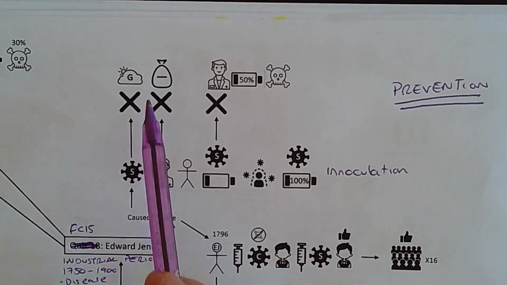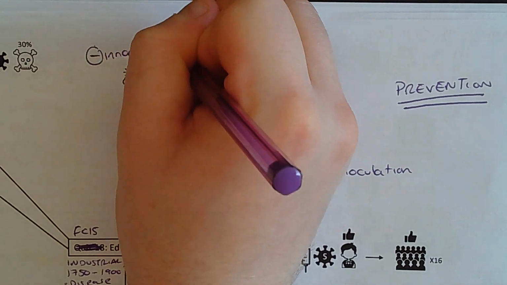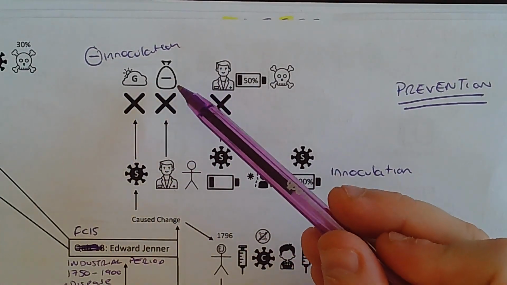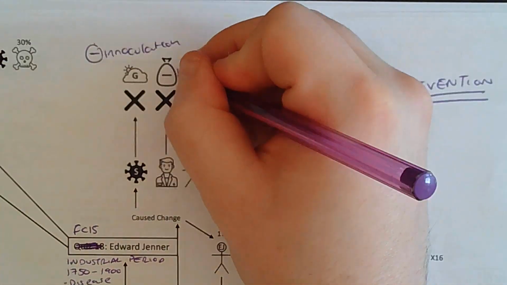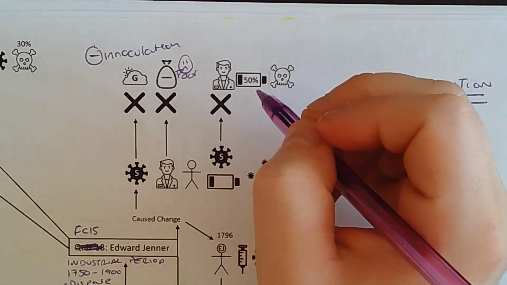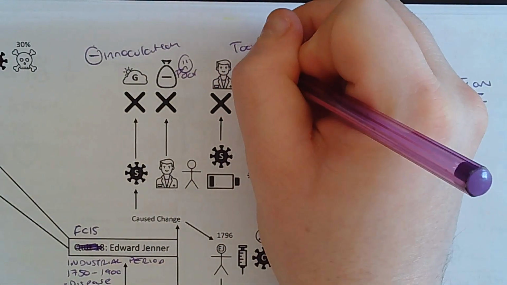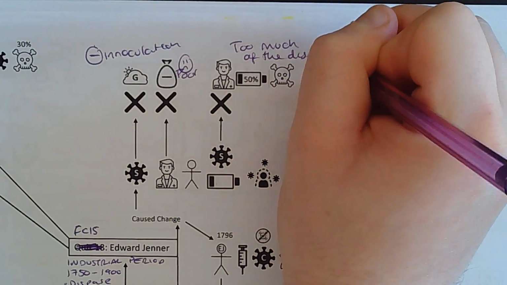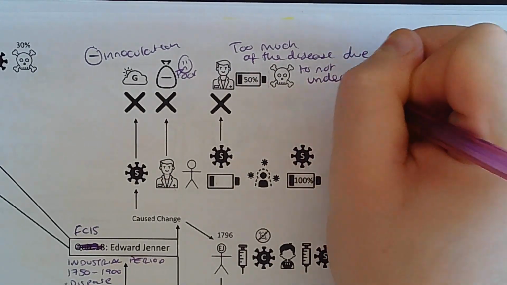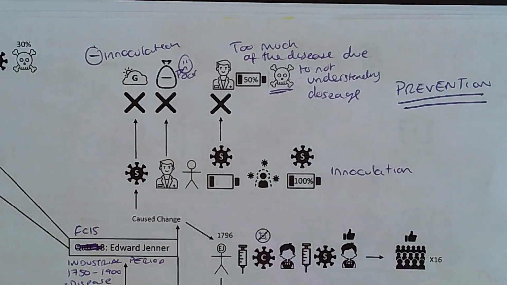In terms then of opposition to inoculation, or the negatives of inoculation, first of all, we have the idea that it's interfering with God's work. It's still a religious society. Second of all, it was expensive, so the poor could not afford it. And finally, the doctors did not understand the dosage, which meant giving too much of the disease and the person dying as a result of that. So inoculation had its negatives.